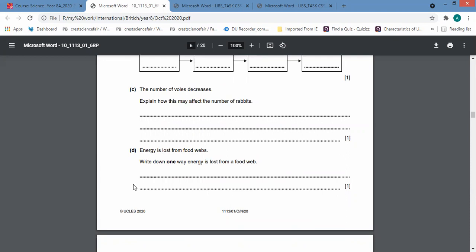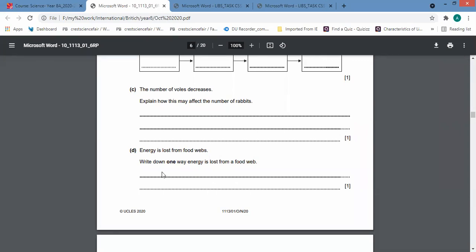Any question? No. Okay, the last one. Energy is lost from food webs. Write down one way energy is lost from a food web. Energy lost for movement, for excretion, for waste products. All of these answers are correct. You got it?